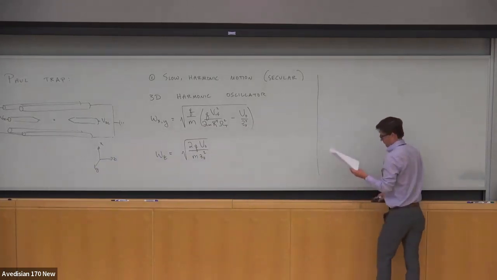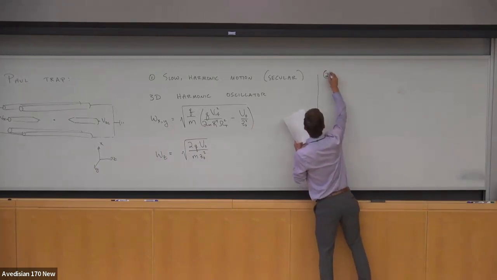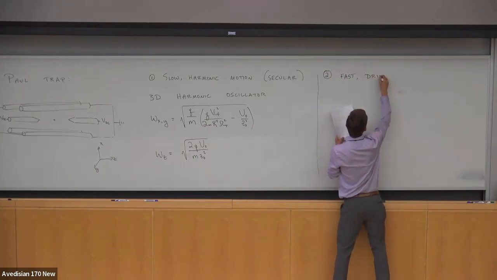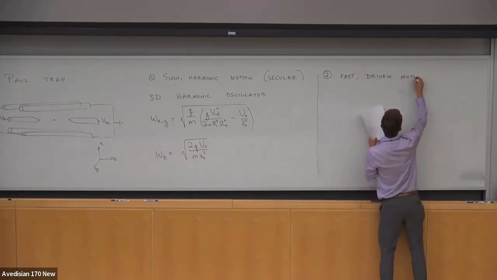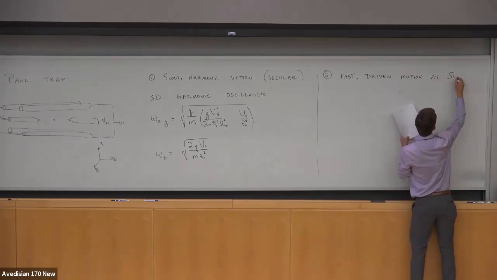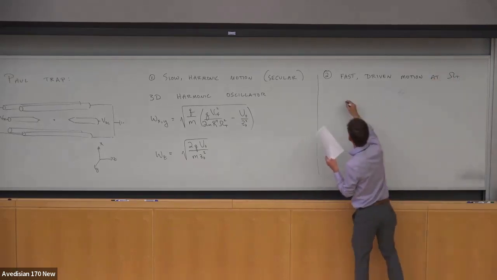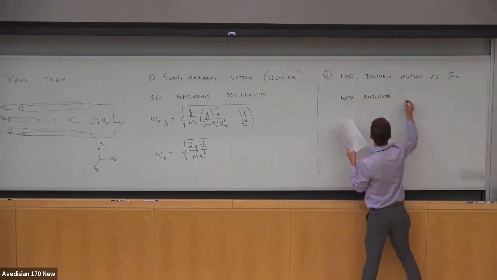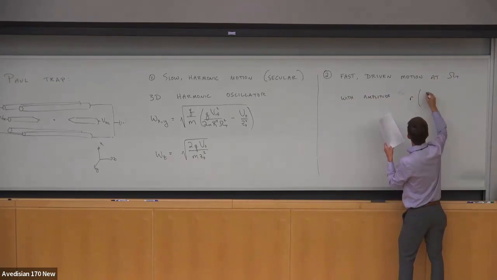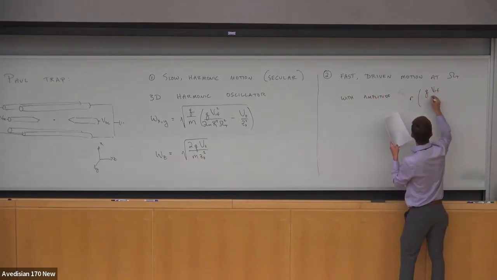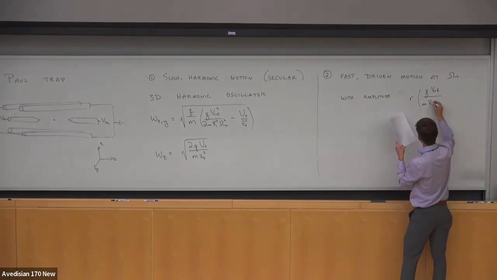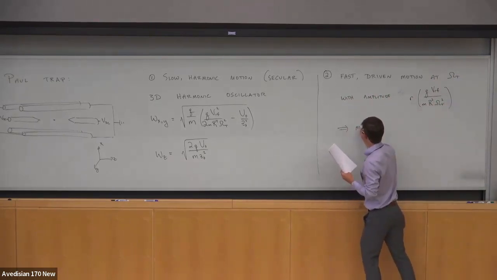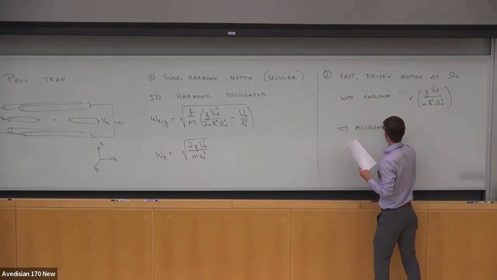The second motion is fast driven motion at capital omega trap. Okay, and this is with amplitude little r times q times VRF divided by mass times capital R squared times omega trap squared. Okay, and this fast driven motion gets the name of micromotion.